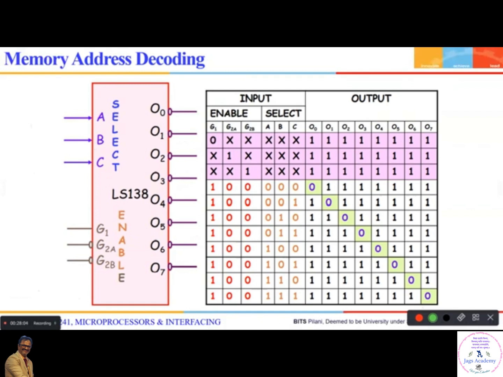This is a decoder. That's what I told you, the same decoder which I mentioned yesterday. It has three inputs, A, B, C, which are called select inputs. And how many outputs does it have? Is this active low or active high? Come on, my dear.